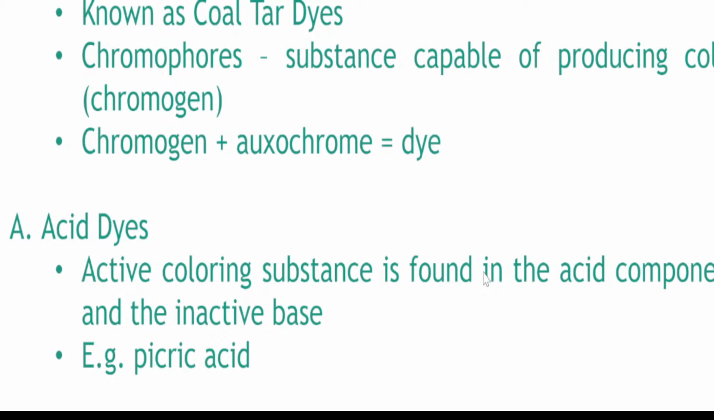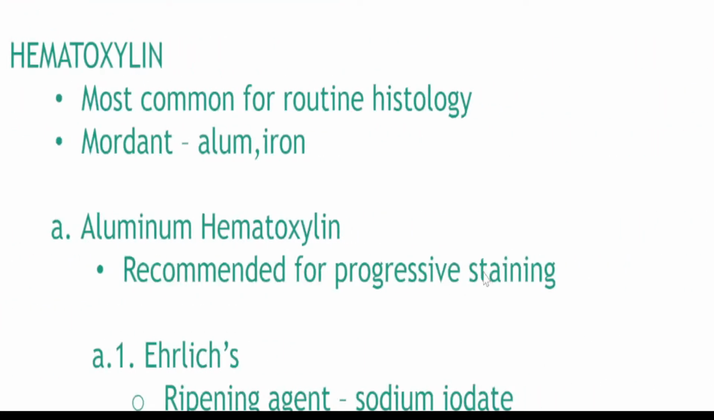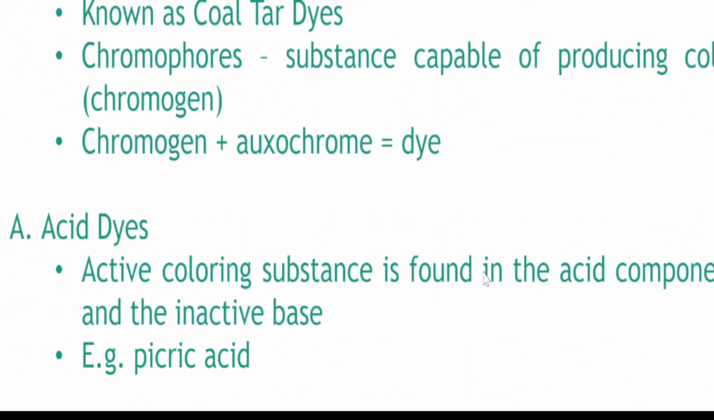Okay, so acid dyes. There are several types of synthetic dyes, by the way: acid dyes and basic dyes, and I think those are the two. Acid dyes are coloring substances that are found in the acid component of an inactive base. An example of this is picric acid. You see the trend, like picrocarmine, things like that. Basic dyes, they are active coloring substances found in the basic component. An example is methylene blue.